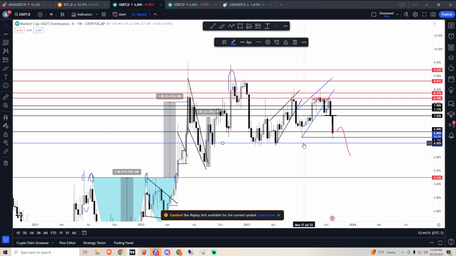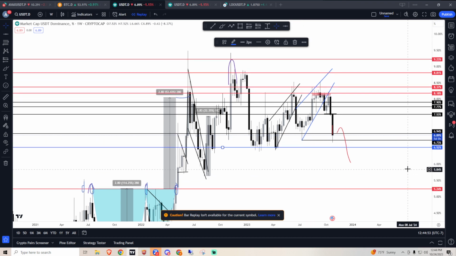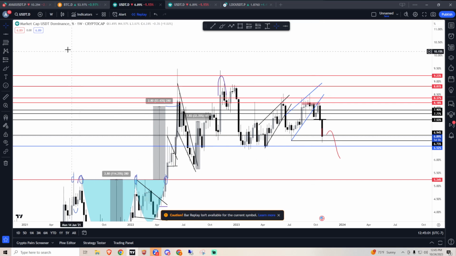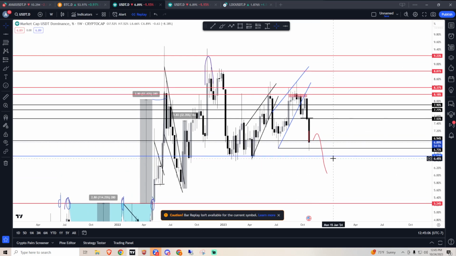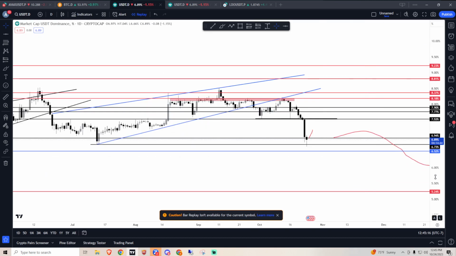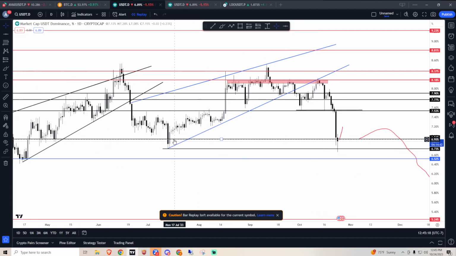We have weekly support over here. We should bounce if we get to the 6.52 level. If we get to the 6.52 level, then I would get out of longs or at least trim. Definitely sell some spot bags. I wouldn't look for shorts, but this is a bounce point for USDT dominance. Okay, but let's see how the daily closes right now.